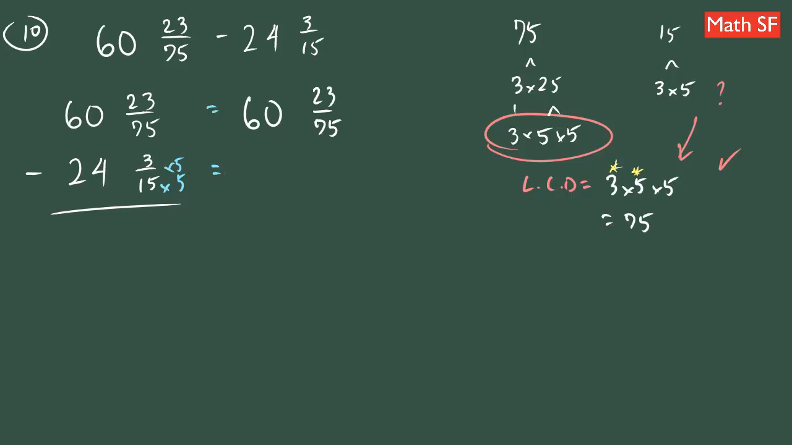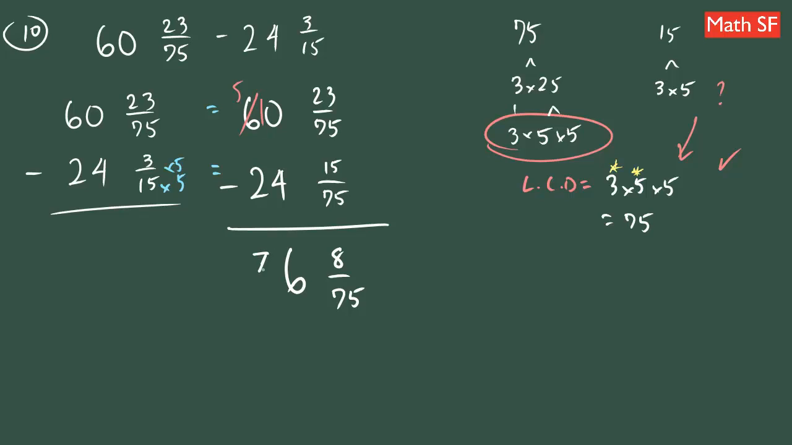Now what are we going to be left with? It's going to be 3 times 5 is 15, 15 over 75. Let's subtract now. 23 minus 15 should be 8, 8 over 75. 60 minus 24, well, let's do this subtraction. The 5 becomes 10. 10 minus 4 is 6. So that should be 30. 5 minus 2 should be 3. Therefore, your final answer is 36 and 8 over 75.